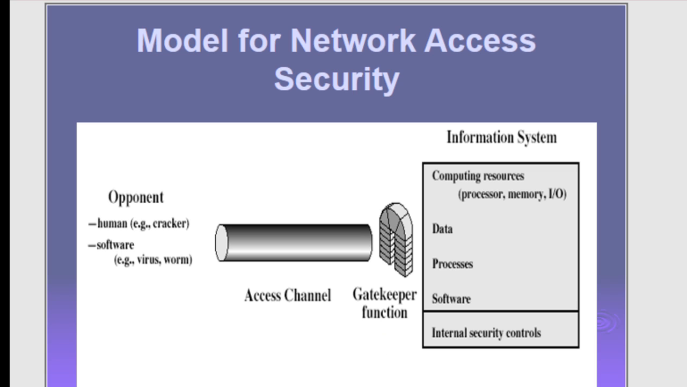The main example is the firewall. Organizations place firewalls outside of their organization so that they control access from unauthorized sources, and this will control access to whom the privileges have been given. You can also control some websites so they are not visible to the employees. All these controls you can make using the gatekeeper function. This gatekeeper function will secure all the internal resources like computer resources, processors, memory, IO, the internal secure data, processes and the software.